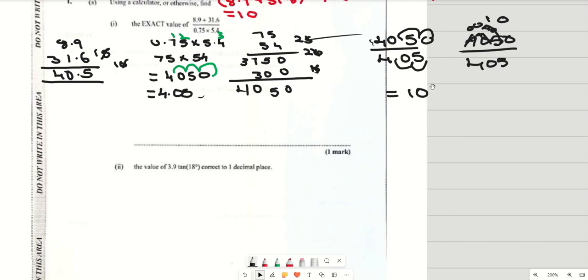Okay, next one. Give the value of 3.9 tan 18 degrees correct to 1 decimal place. This question, there's no way that you can do this manually unless they give you a table. So you are going to use your calculator. Just a few things on your calculator. You need to make sure that your calculator is in DEG, which is degrees, or D, depending on the calculator. That's how they represent that the calculator is in degrees.